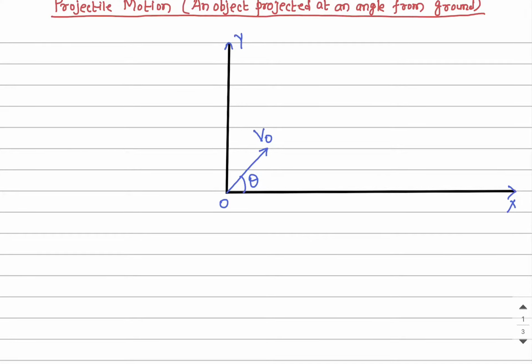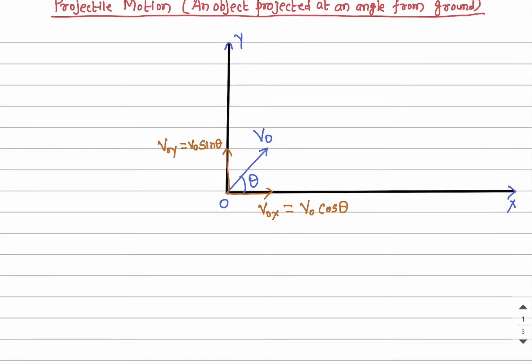So the first thing we do in order to solve this kind of problem is to resolve this velocity into two components. The first component, we call the horizontal component v0x, and this will be equal to v0 cosine theta. And then we have another component, this vertical component, and this vertical component is v0 sine theta.